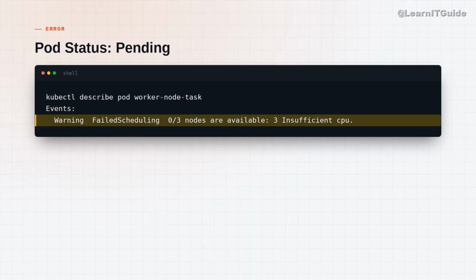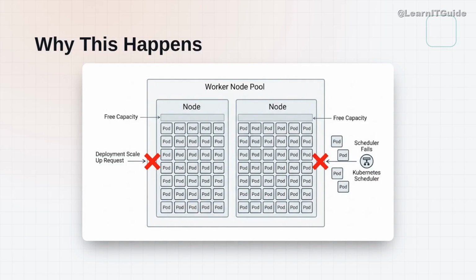Finally, the pending state. You see insufficient CPU or memory. The scheduler cannot find a node that has enough free capacity to fit your pod. So why does this happen? Kubernetes has to place every pod on a physical node. If all your nodes are already running at 90% capacity, and your new pod needs 10%, it might not fit. The scheduler just gives up.